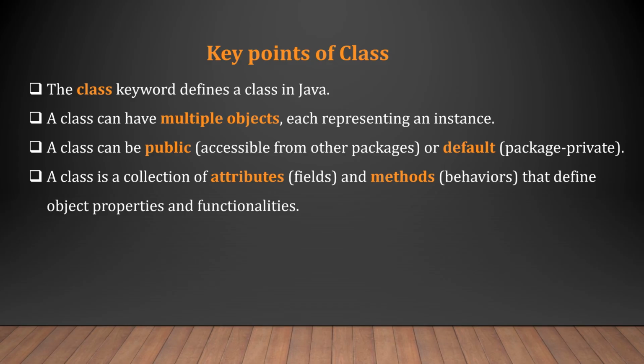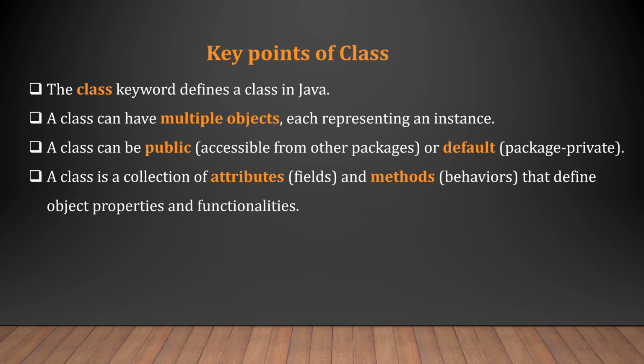Let's quickly go through key points you should remember about a class in Java. These are super important, especially if you're preparing for an interview or just looking to solidify your understanding. Point number 1, the class keyword is used to define a class in Java. Point number 2, a class can have multiple objects. That means a single class can have multiple objects associated with it. Point number 3, a class can be either public or default. And point number 4, a class is a collection of attributes and methods.